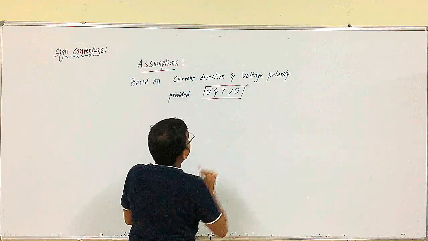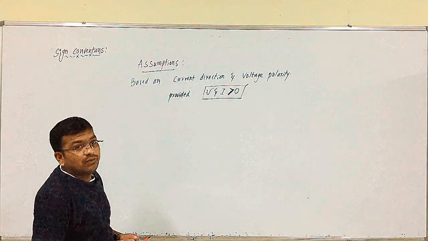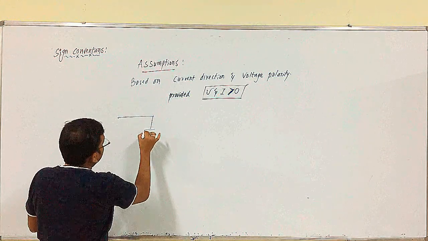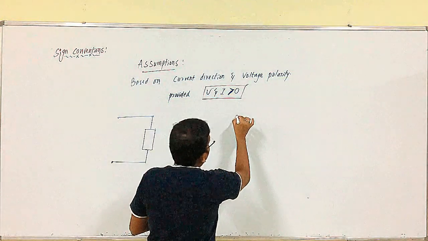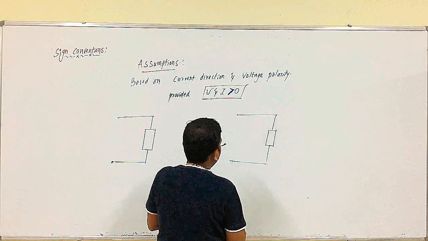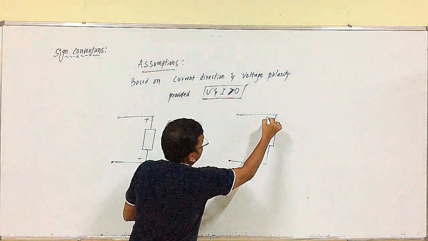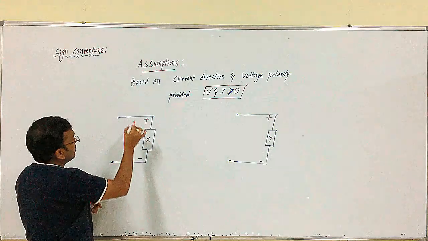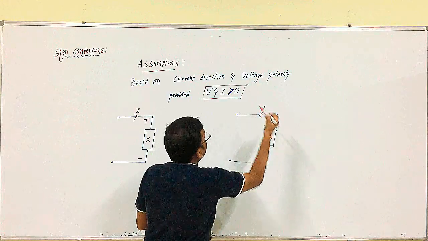So, based upon these assumptions, provided V and I are more than 0. We all know that this is positive, this is negative. This is the element X, this is the element Y. For example, here the current is entering, here the current is leaving.